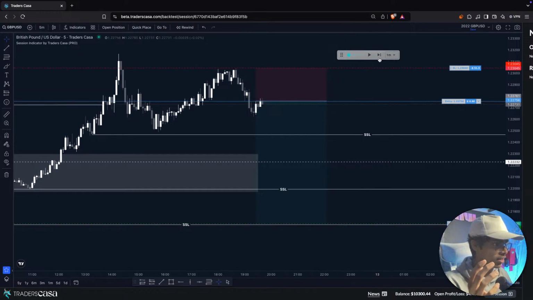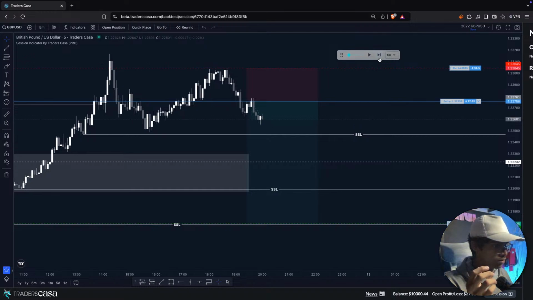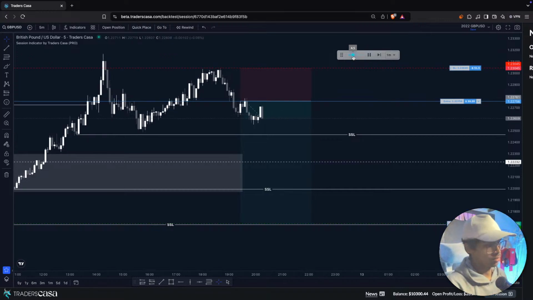Let's see how the movement is going to go. I want this particular price level to be taken. Let's see how the thing plays out.